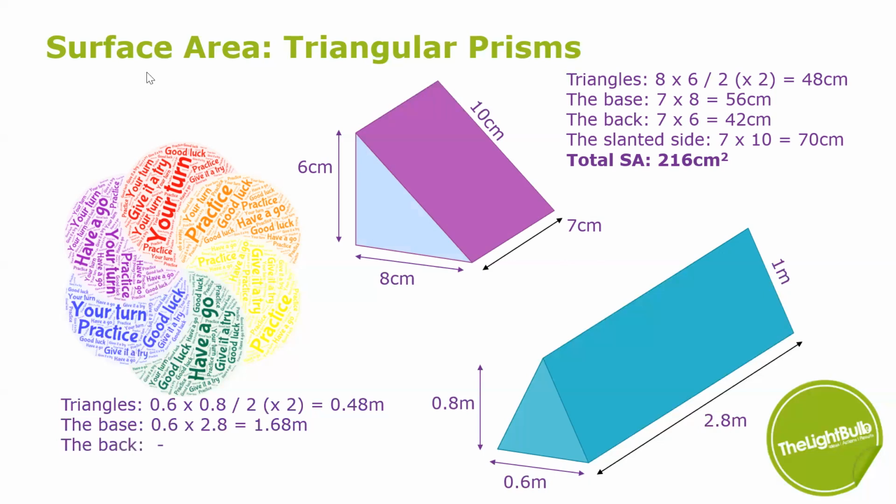Now the back, well, actually, you may have noticed that there isn't a back in this triangle. We don't have a flat side because we're not dealing with a right-angled triangle. So we can just ignore that one for now.